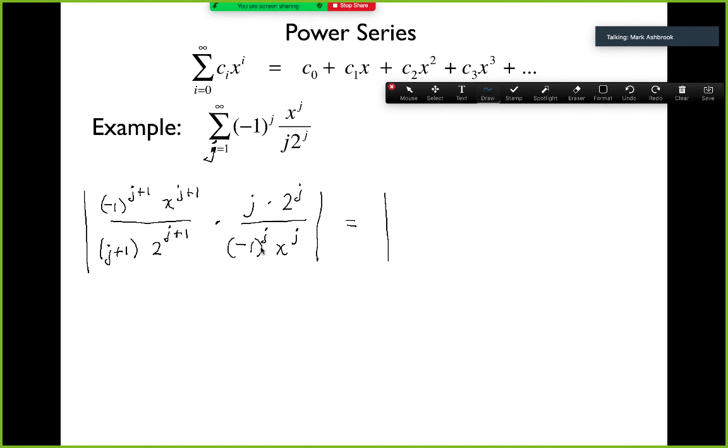So we're going to have one more -1 in the top. We know it won't make a difference in the end, but we can write it. How many more x's do we have in the top? One more x. And how many more 2's do we have, and where? One more 2 on the bottom. And then we have j over j plus 1.